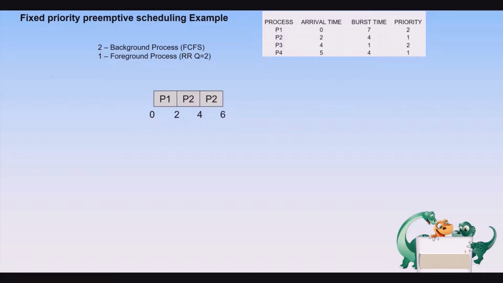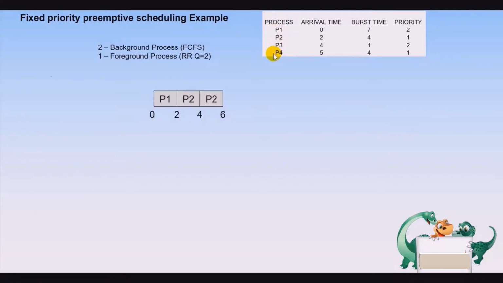Take note that during the execution of P2, process 4 came in. And process 4 is also considered the highest priority, or a foreground process. Immediately after the execution of P2, P2 is done because it has completed its execution, which requires 4 milliseconds. So P1 and P2 are done, and you've got P1, P3, and P4 in the queue.